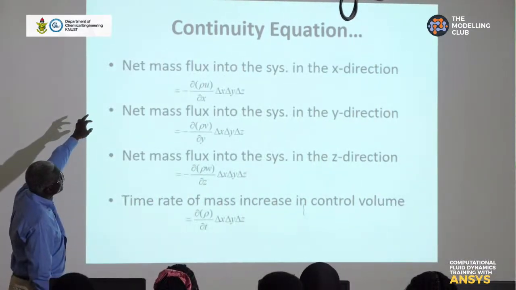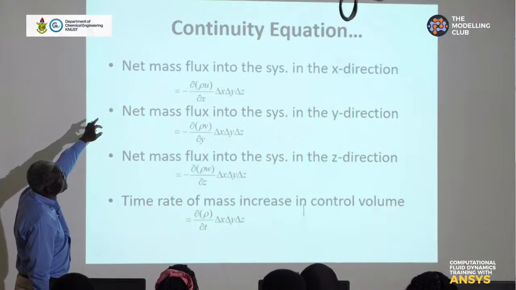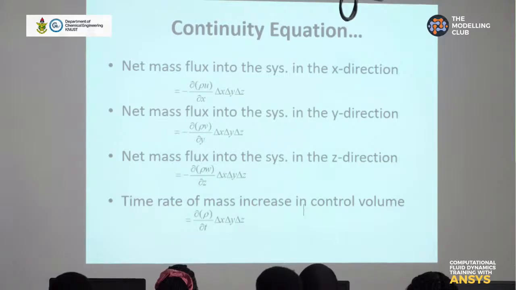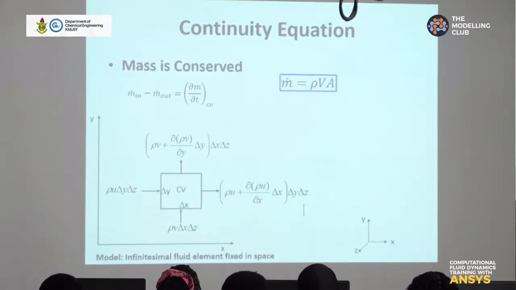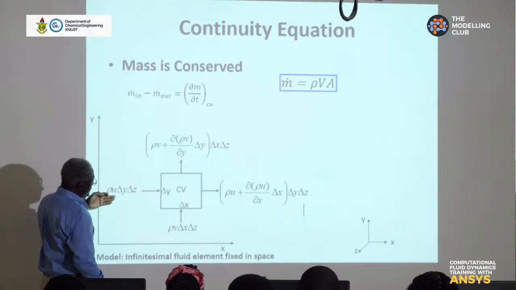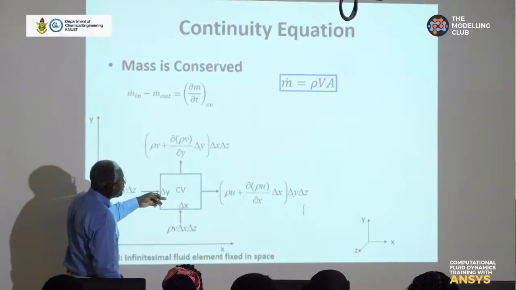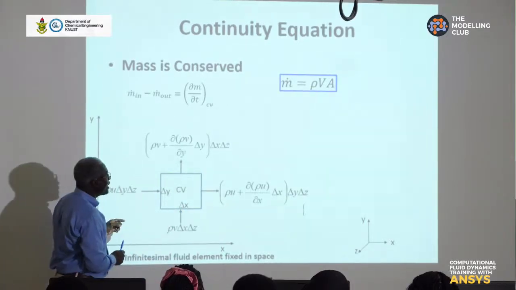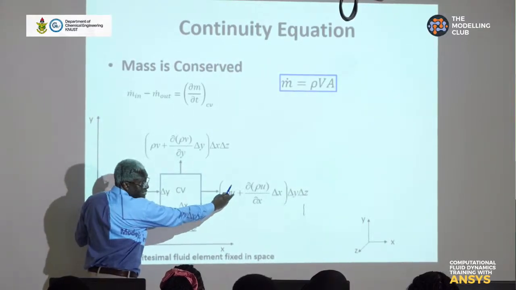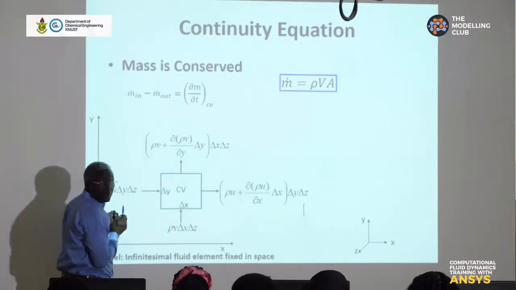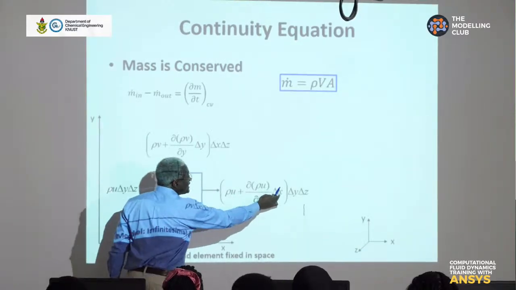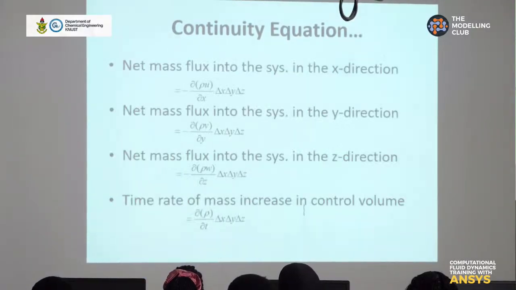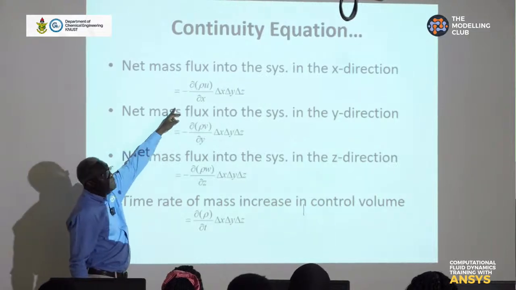In other words, the net flux into the system in the x direction would be just this term. Why? If we go back to this slide, from the x direction, this is entering, right? So that is your mass in, minus the mass out, so minus of this. What happens? These two terms cancel each other, right? So you are just left with the negative of this term, and that's what you see here.